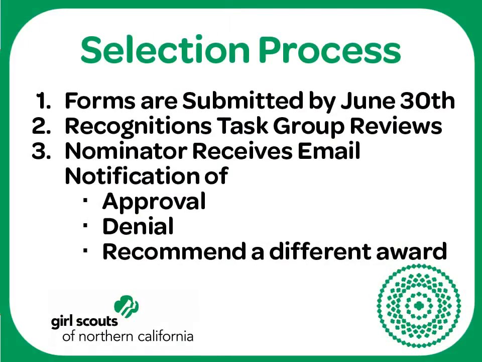After the completed forms are submitted, they will be reviewed by a council-wide recognitions task group made up of volunteers from around the council. The task group reads the nomination form and endorsement letter. They will then ask themselves whether or not the person's service meets the criteria for the award. As soon as the task group has made their recommendations, the nominator will receive an email notification of their decision to approve or deny the award or to recommend a different award.